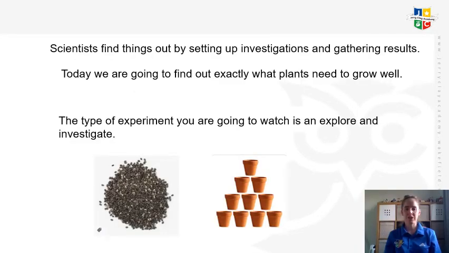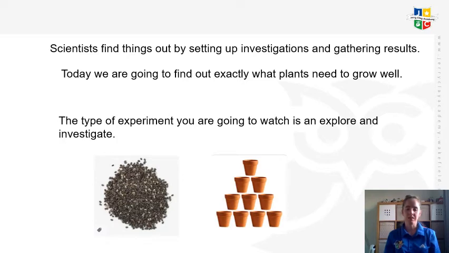So now that you have written in your exercise books what you think plants need to grow successfully, we're going to look at how scientists would test this theory. So scientists find things out by setting up investigations and gathering their results and turning that into data or numbers so that you can start to compare things. So today we're going to watch a short video clip in a moment to find out exactly what plants need to grow well.